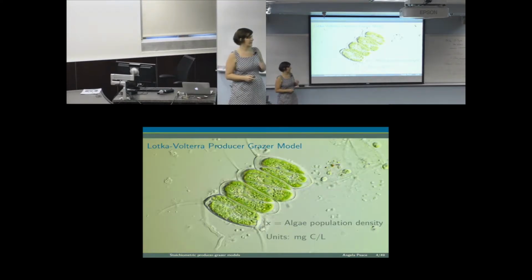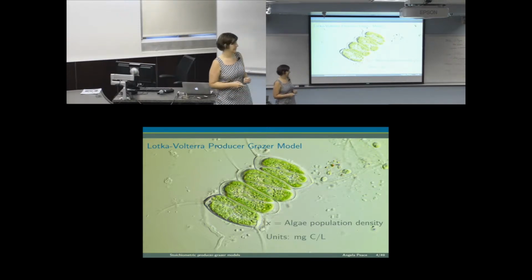Here, these models are a producer-grazer system. They've been parameterized for a system of algae and Daphnia. So X is our producer. Here's a Scenedesmus, a green algae. Again, X is the algae population density in terms of carbon per liter. So we're looking at units of carbon here.